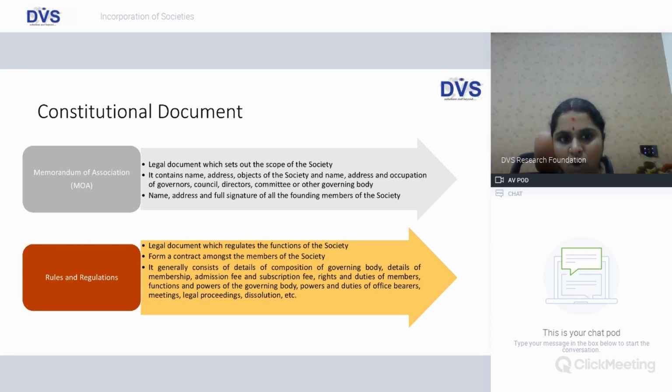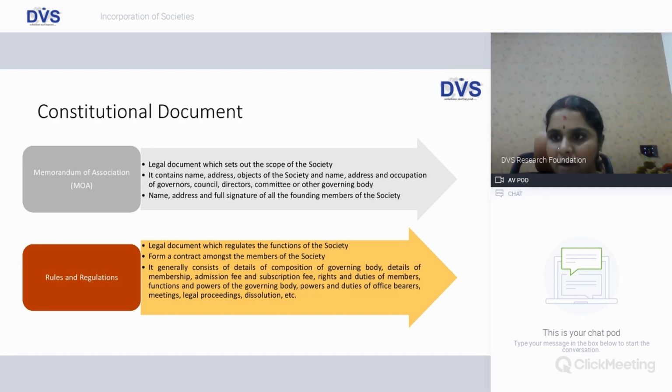And the name, address, and occupation of governors, council, committees, directors, or other governing body, the definition of which we saw in the previous slides. Name, address, and full signature of all the founding members of the society. The rules and regulations. These are for the internal management of the company.